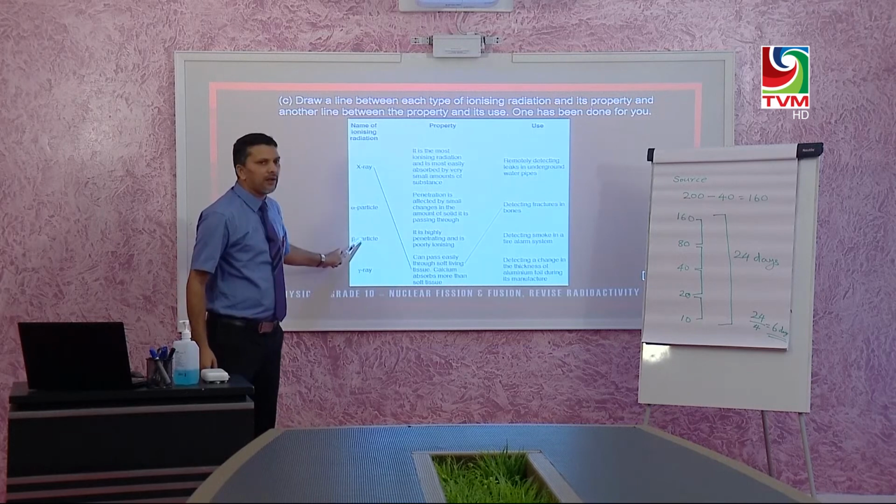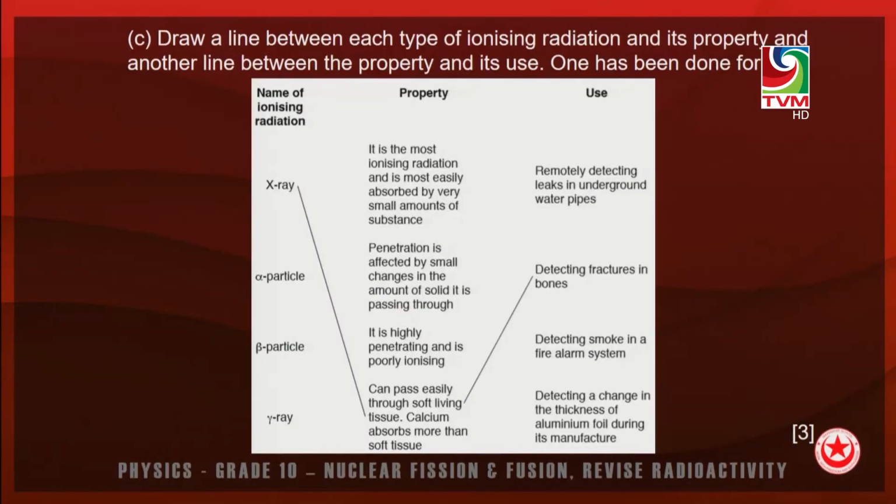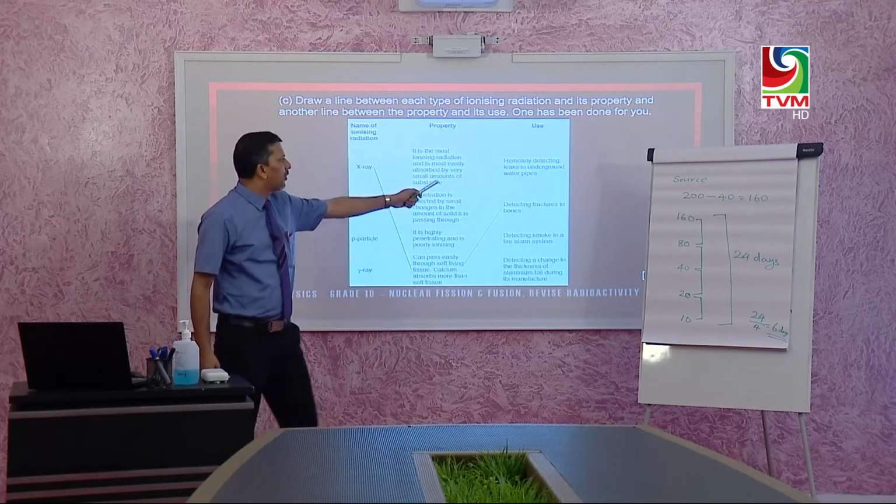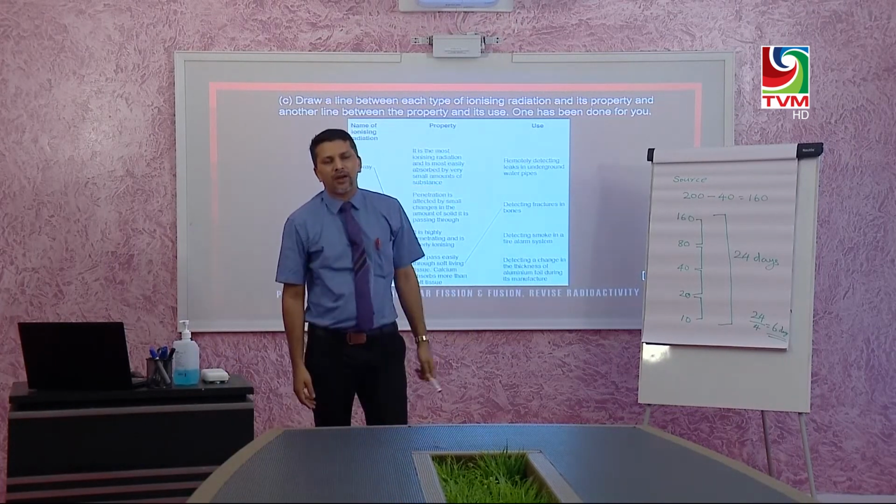Then beta particle. Beta particles can penetrate, and penetration is affected by small changes. This is a beta particle, so we match it here, and it is also used for checking the thickness of paper and the thickness of a sheet like that. Then gamma rays. Gamma rays are highly penetrating, and they are also used for detecting leaks in underground pipes.